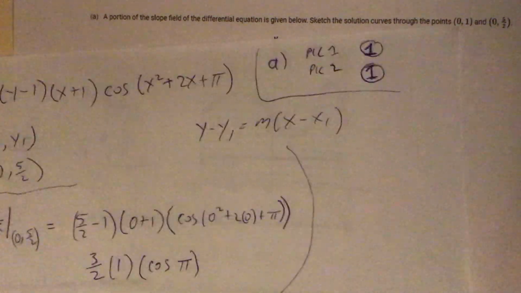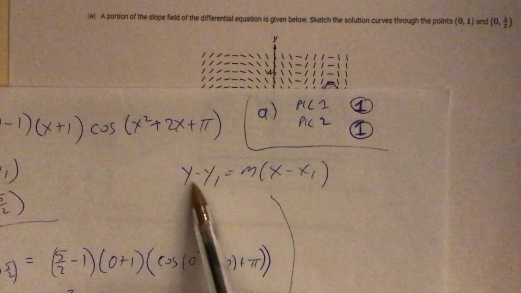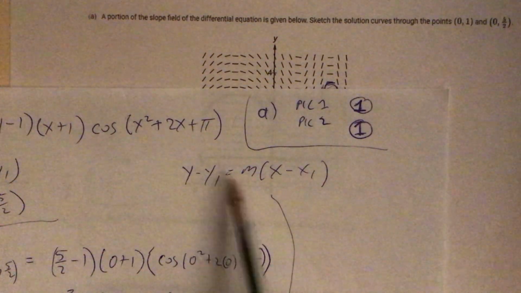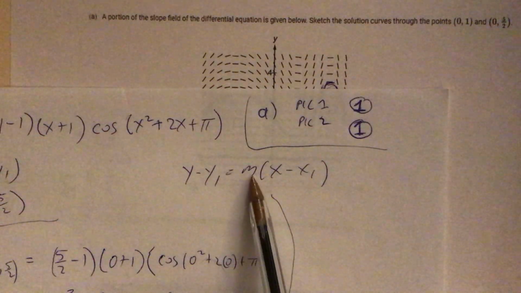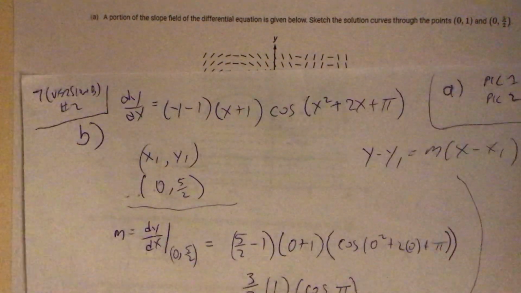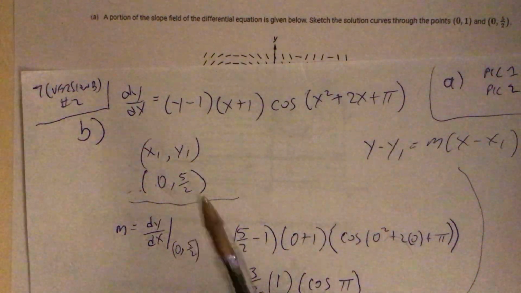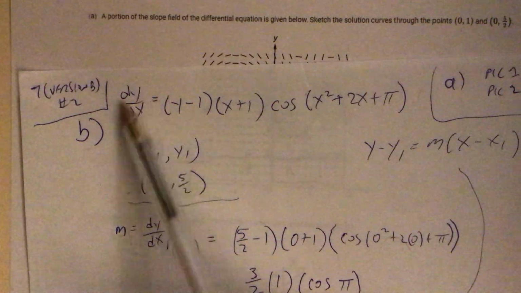So to get the tangent line, here's the equation of a line. The tangent line needs to go through the point that they give you, and it needs to have the correct slope. The point they gave you in the problem is (0, 5/2). The key is getting the slope. The slope is the derivative.